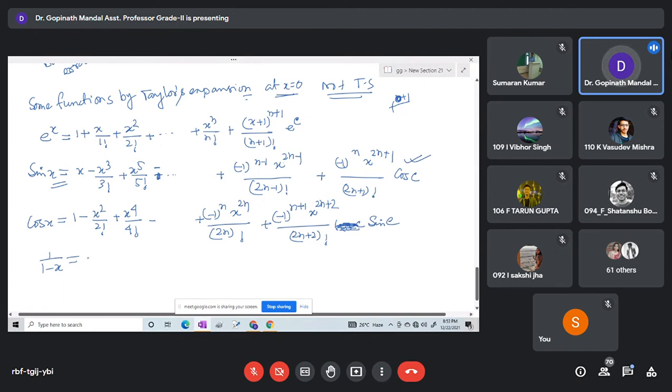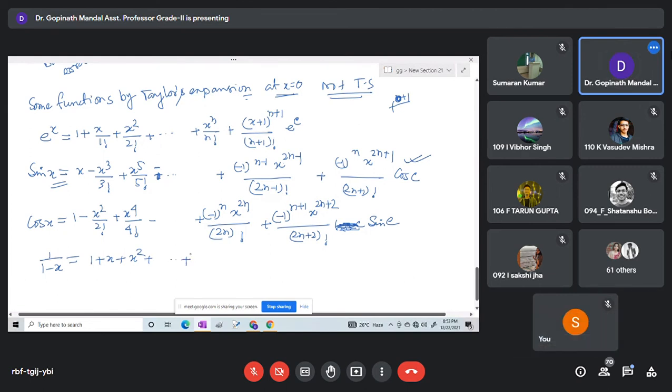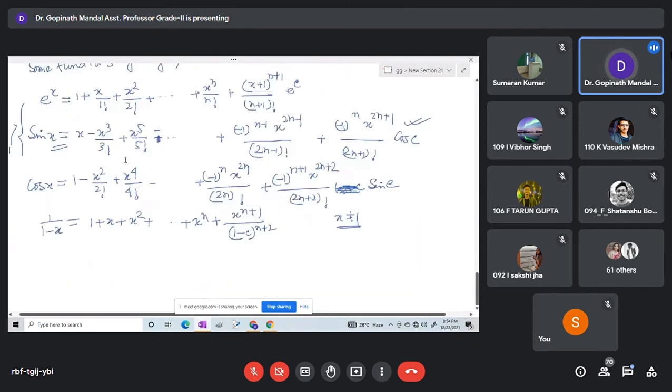One minus x, this will be 1 plus x square and x to the power n plus x to the power n plus 1 minus c to the power n plus 2, where x is not equal to 1. So this is our series by Taylor's expansion. This is a general series.